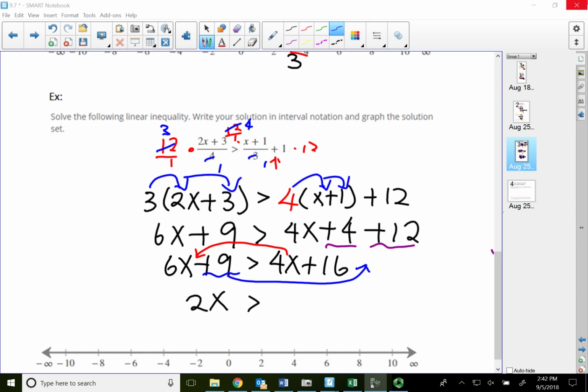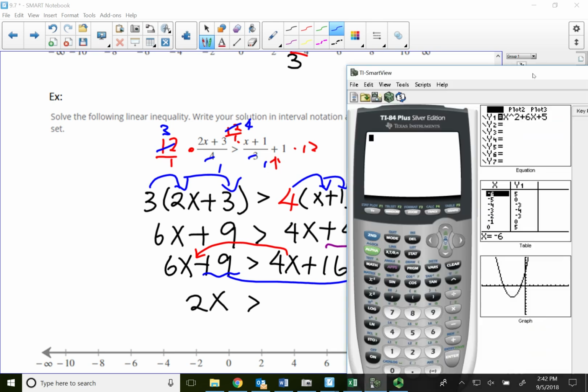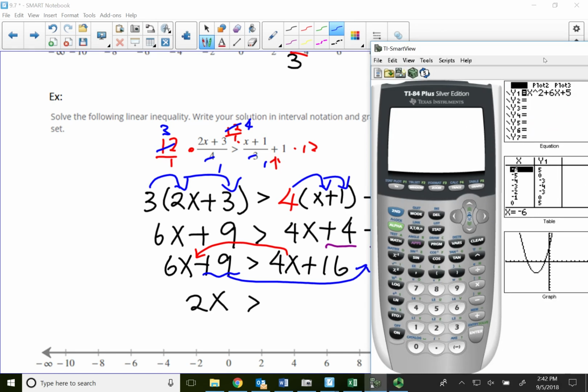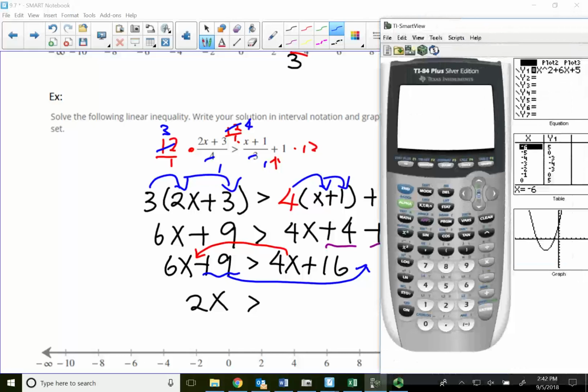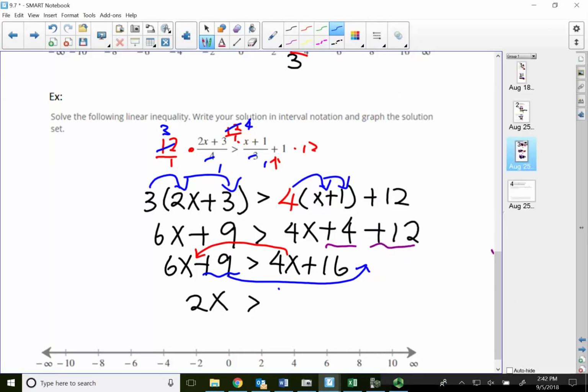Let's see what it's going to say in my calculator. Give me a second. Let me bring my calculator over. That'll be 7. All right. So divide both sides by 2. My x is greater than 7 over 2.